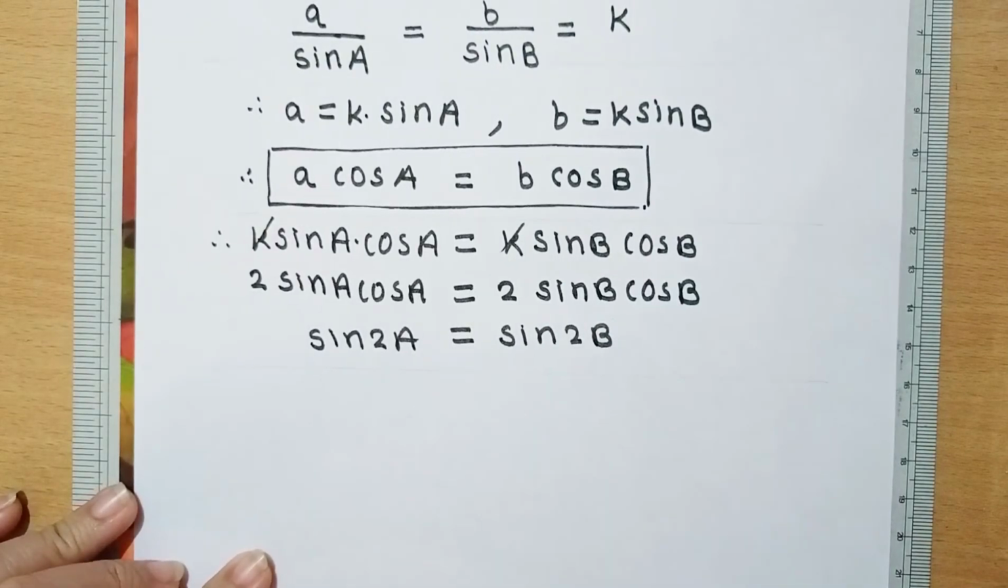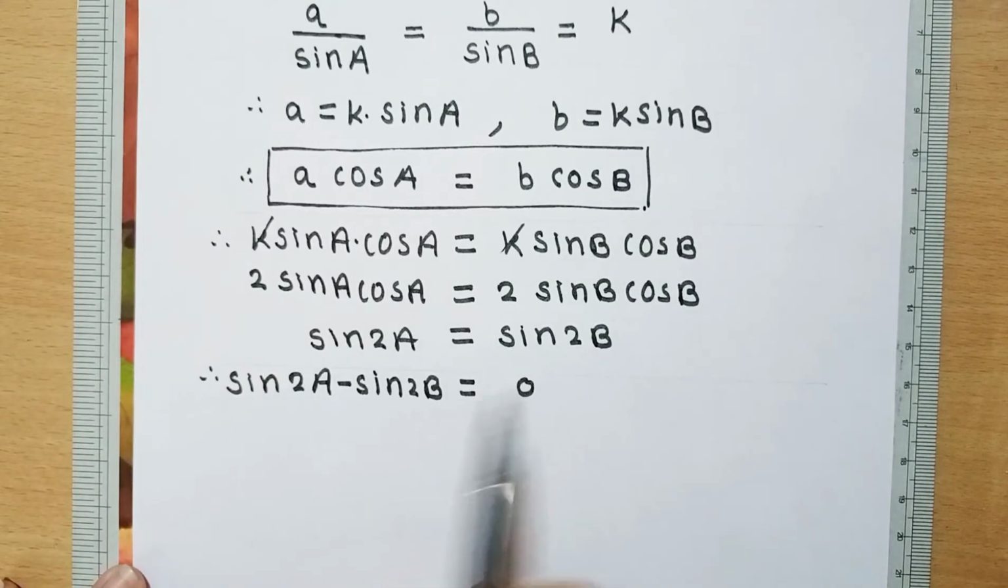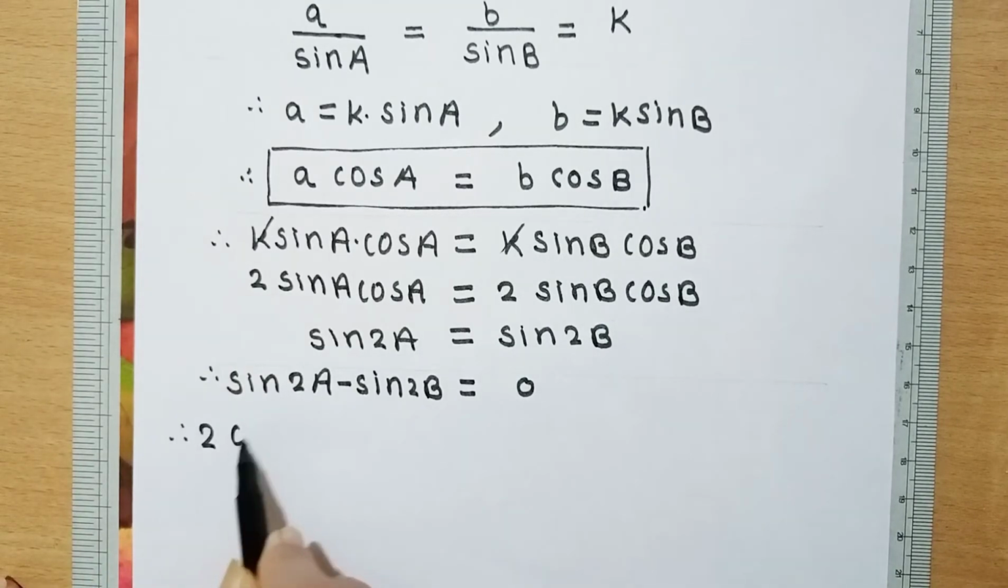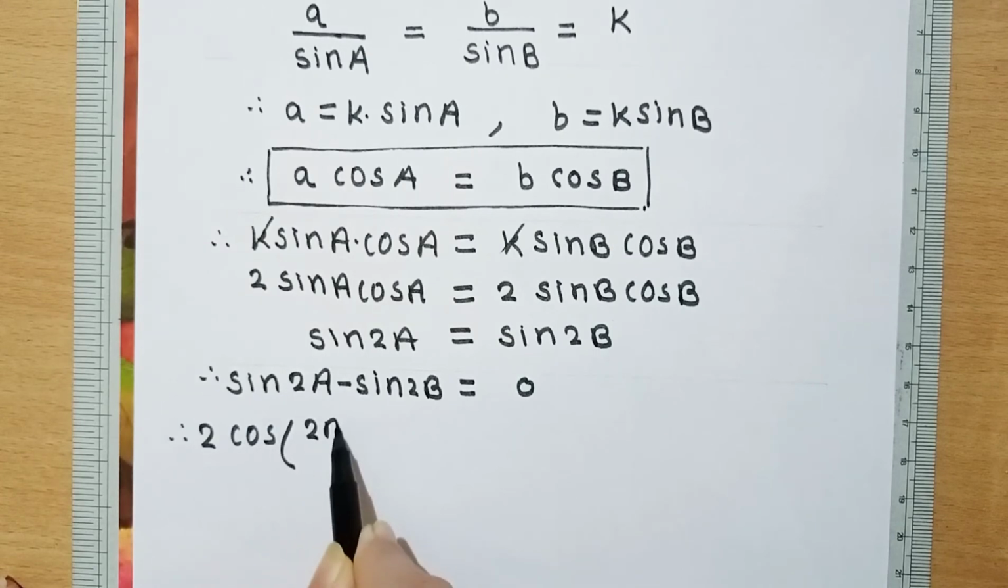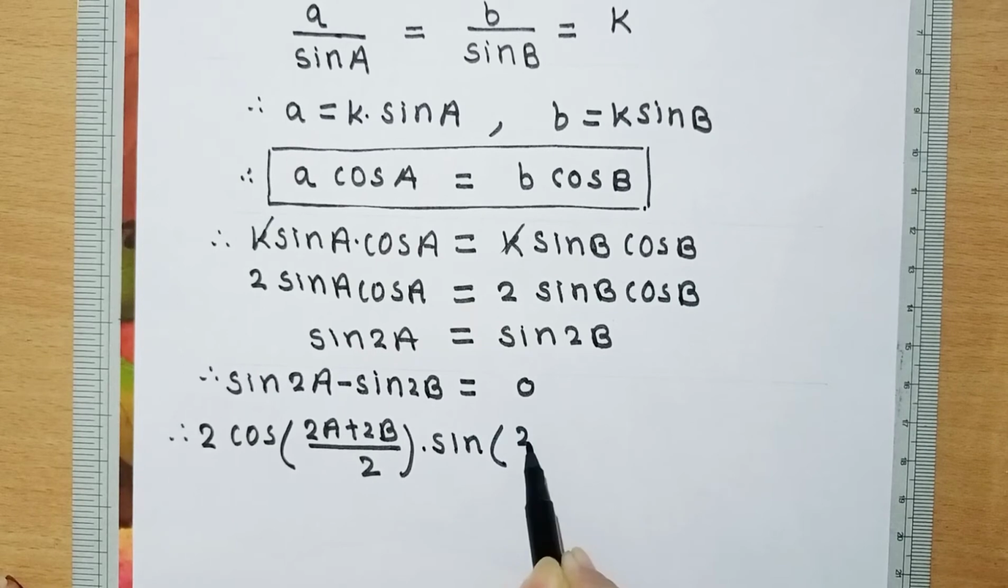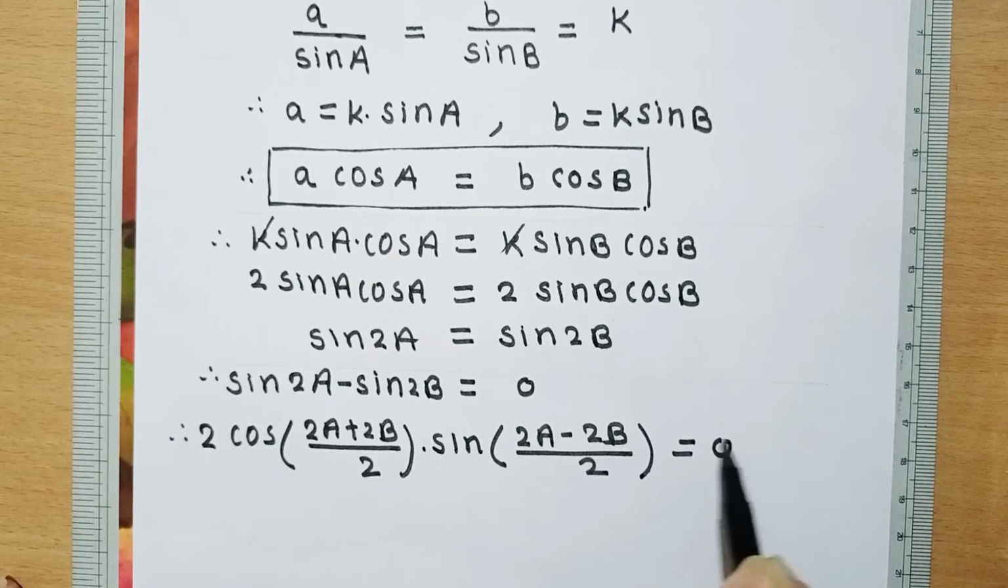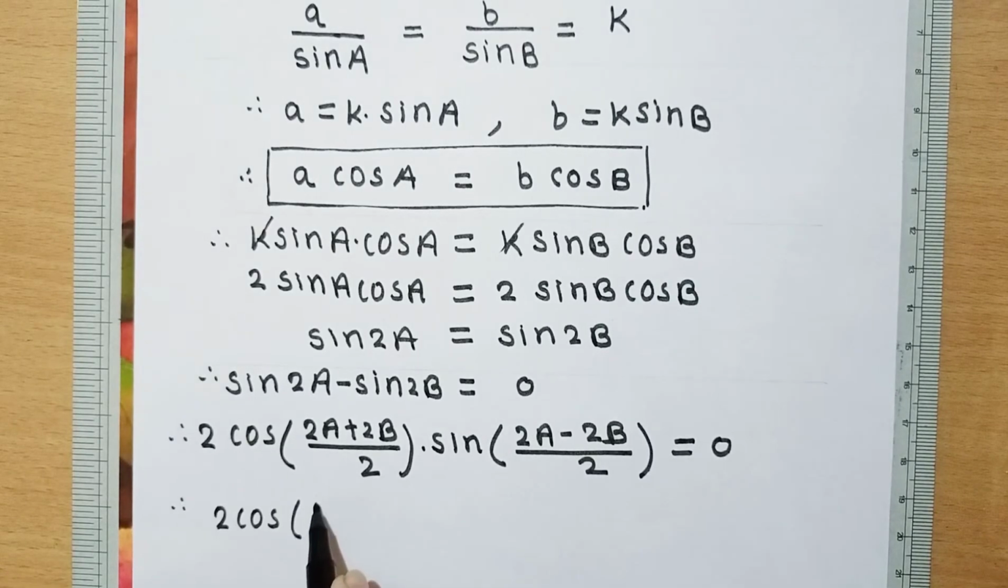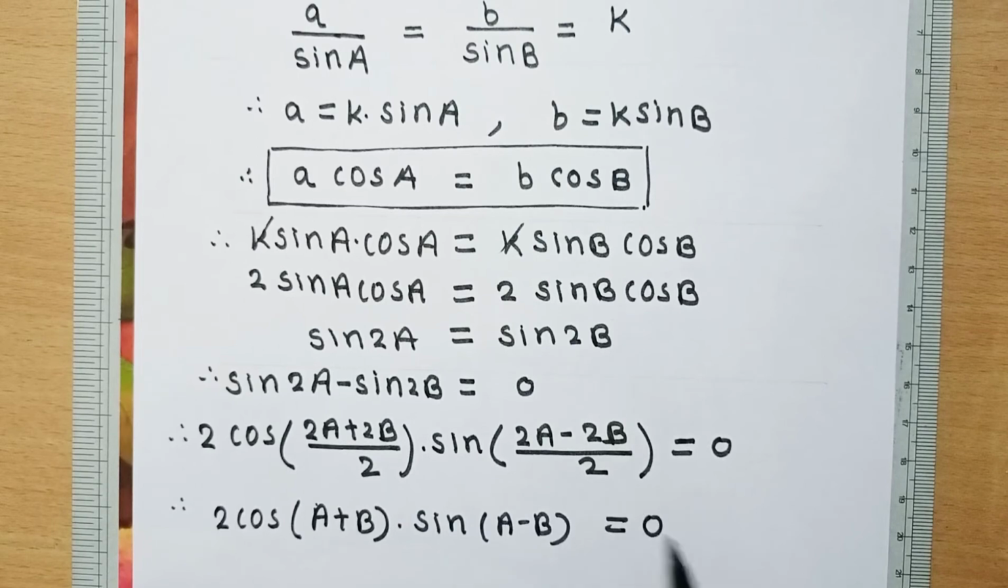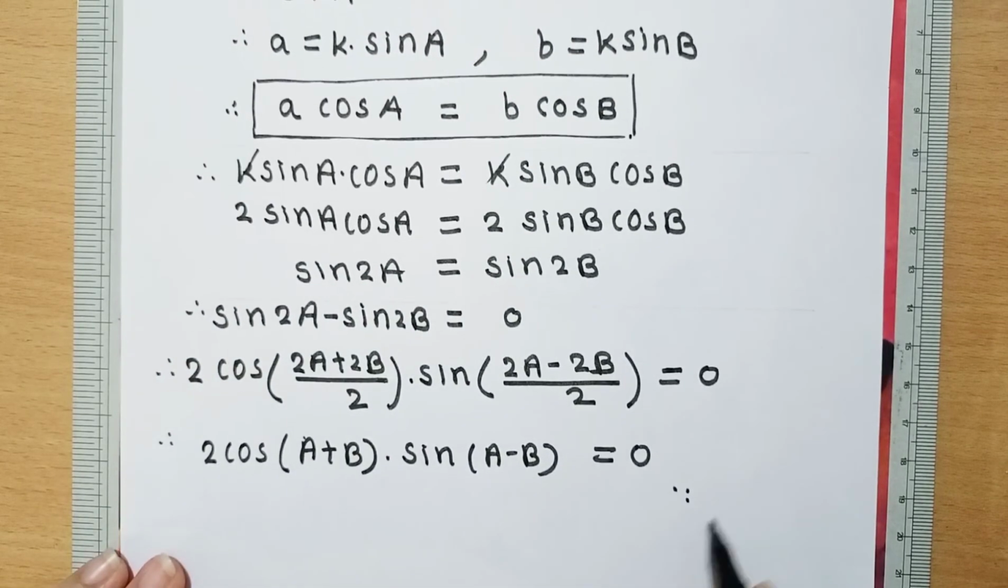Now move this term here. Now use the sine A minus sine B formula, that is equal to 2 cos of the addition of 2A and 2B upon 2, into sine of 2A minus 2B upon 2, and that is equal to 0. This is A plus B, and here A minus B equal to 0. Also we know that the sum of three angles is equal to pi, and therefore A plus B equals pi minus C.